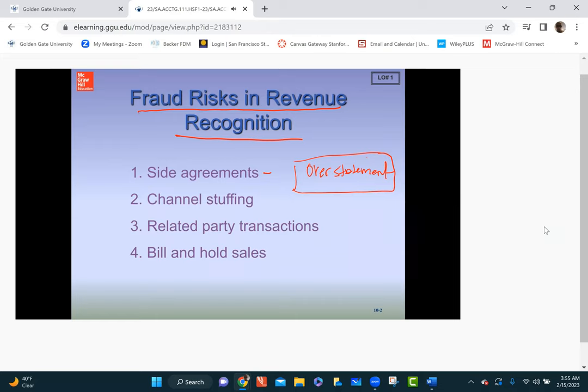Did we actually have a sale? Do we actually meet the requirements for a sale? Bill and hold. The bill and hold has to meet very specific requirements to be a bill and hold. So that's where we start to get a little bit more concerned.